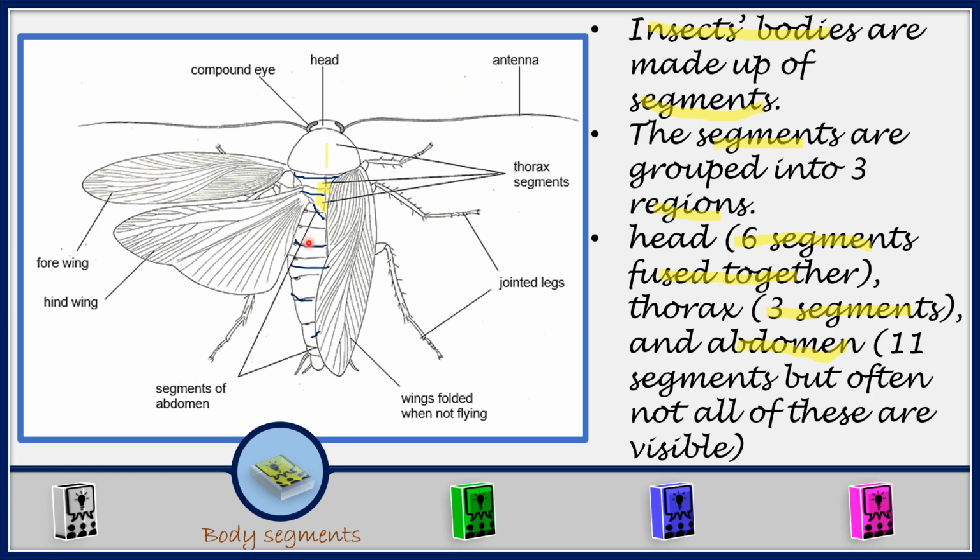We are saying that it has 3 regions. We have the head, which is made up of 6 segments which are fused together. We have the thorax, which is made up of 3 segments, the first one, the second one, and the third one. And then we have the abdomen, which has got 11 segments, but some of the segments are not visible.